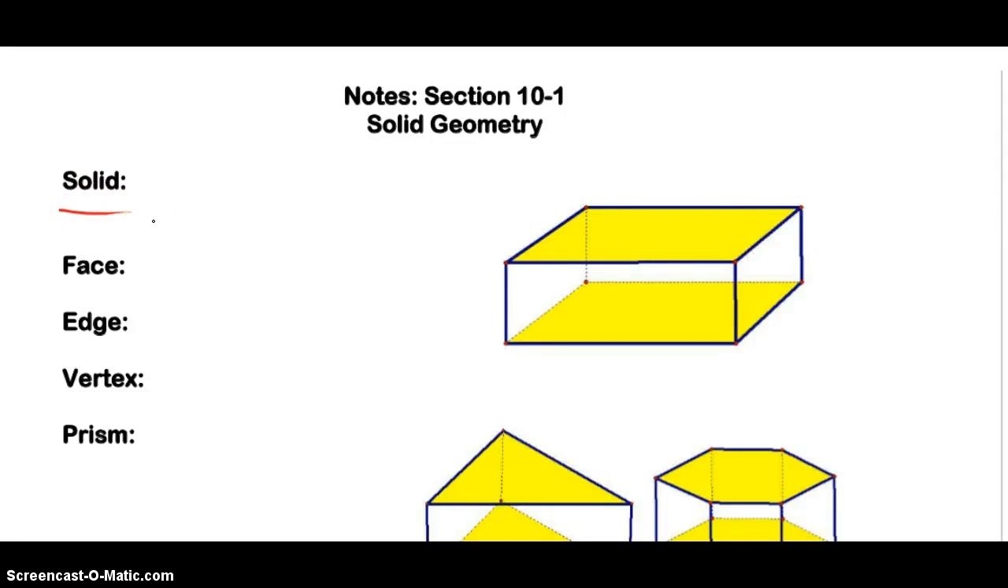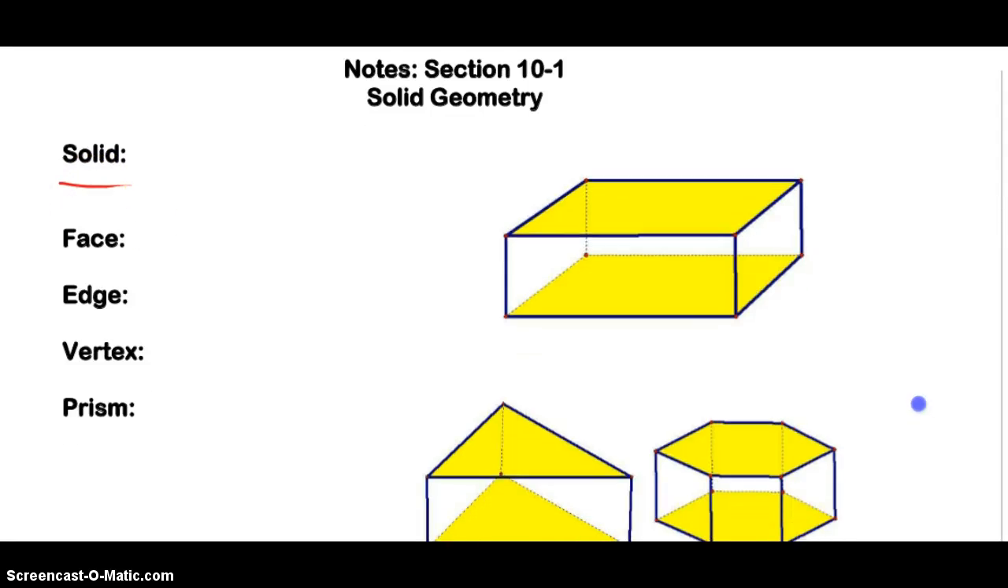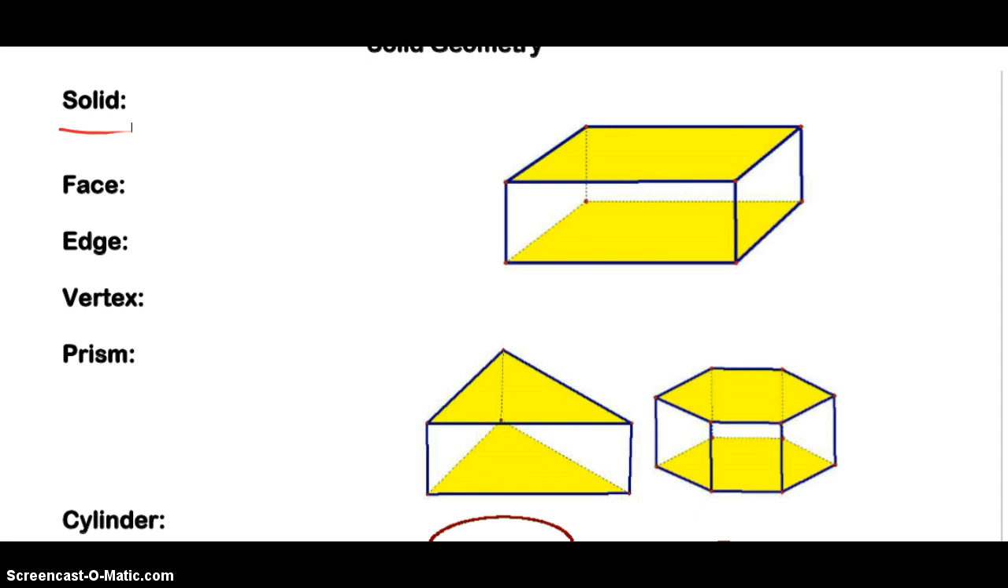Let's start by talking about what a solid is, and all of these shapes right here can be considered solid. We basically mean a three-dimensional object. Three dimensions. Okay, a face is, well, let me give you an example of a face.